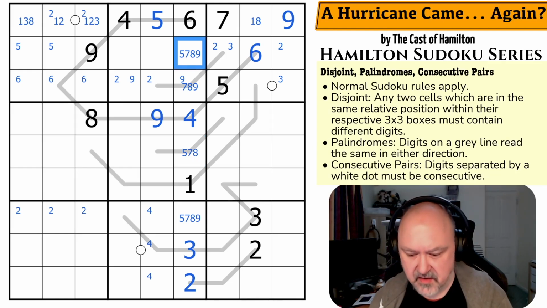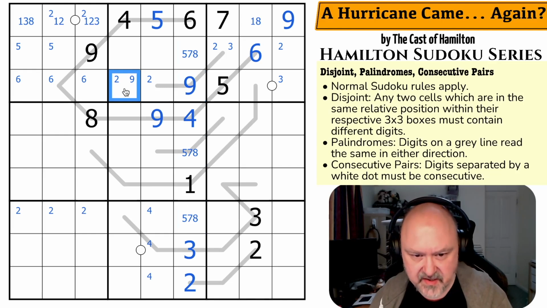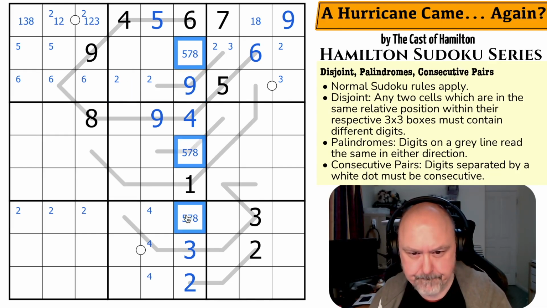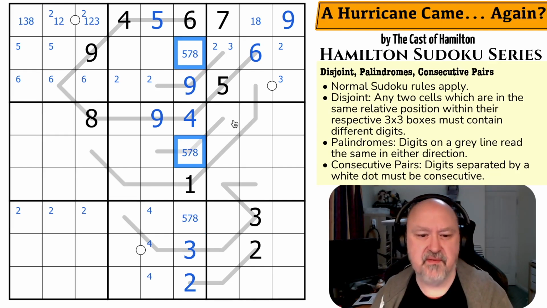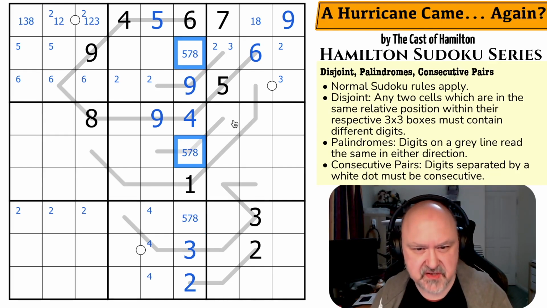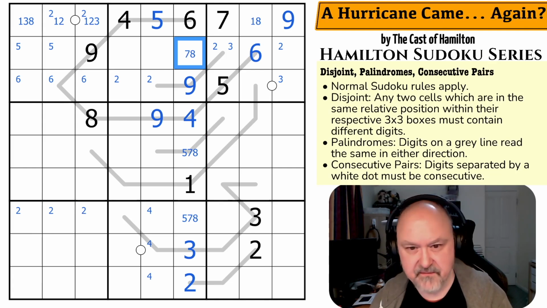That one can't be 9. That can't be 9 because it sees that one. So that's a 5, 7, 8 triple. That is the 9. This is not the 9. So these are 5, 7, and 8. That is 2 of 5, 7, and 8 in those positions. Oh, that one's not a 5.